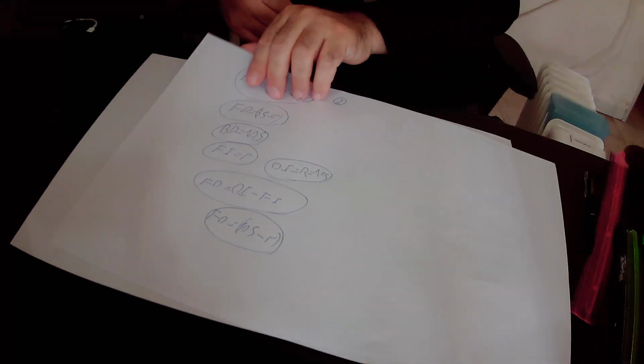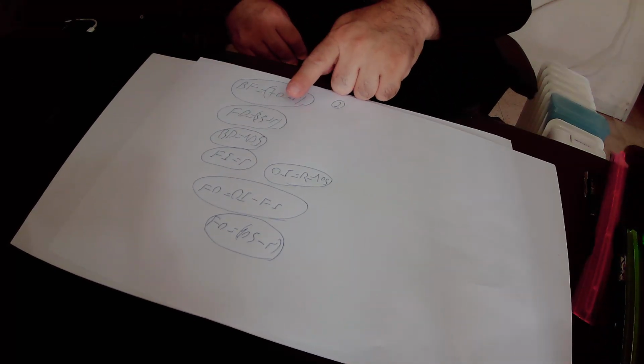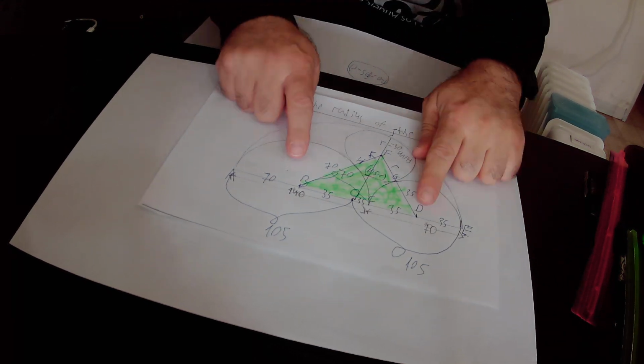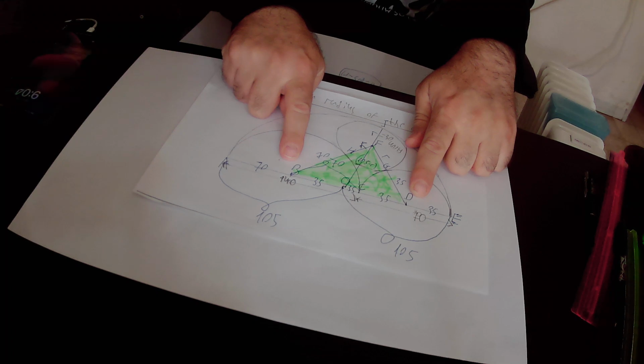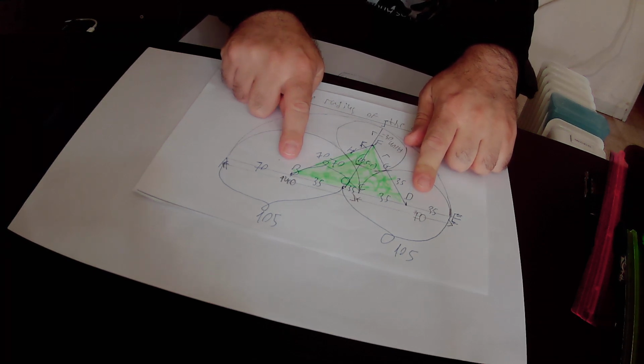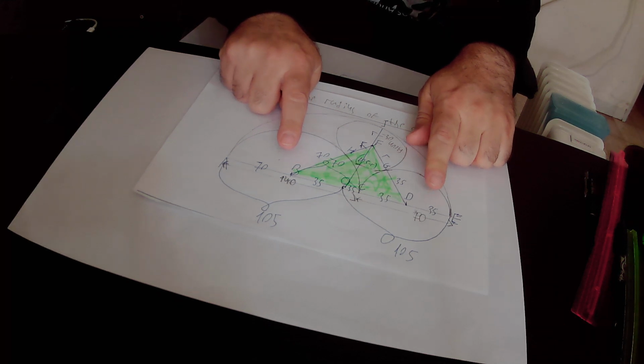FD equals 35 plus r units. Then we found the length of line segment BD. From the diagram it is very easy to see that BD equals BC plus CO plus CD. BC equals 35 units, CO equals 35 units, and CD equals 35 units. So in conclusion, line segment BD equals 35 times 3, that is 105 units.